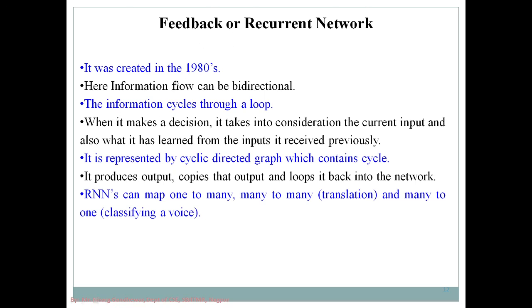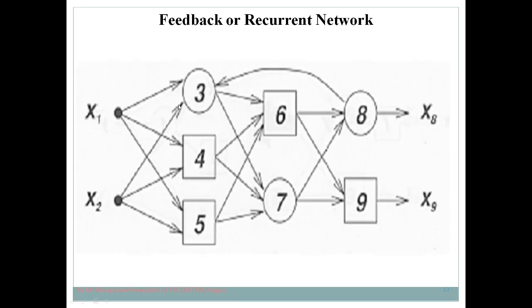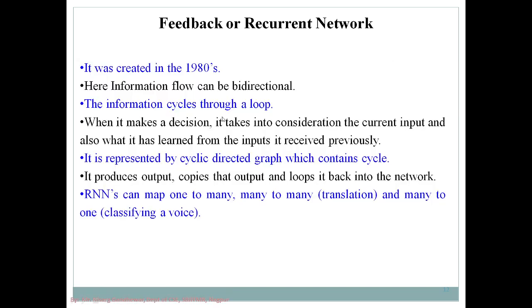So this recurrent network was also created in the 1980s, and in this case information flow is bidirectional. As we have seen in a feed forward network, information only flows from the input layer towards the output layer, that means it is unidirectional. But in a recurrent network, the information flow is bidirectional, means there is a possibility that information is flowing from input layer to output layer, and also from output layer to input layer, or you can say hidden layer, means forward direction also and backward direction also. This flow of information in the backward direction is very important in order to improve the processing.